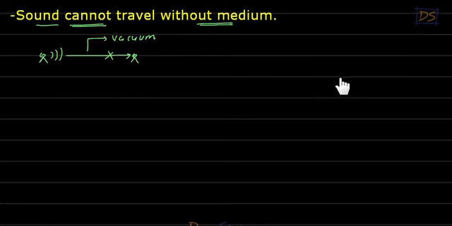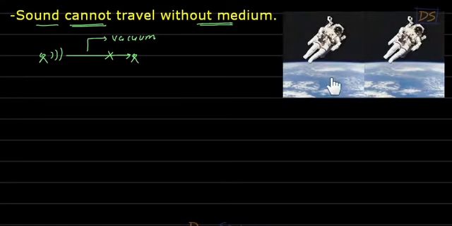Let me give you one more example. Look at this photograph, students. You can see two astronauts in space, right? In space, students, there is no air. I'm sure you must be knowing it, that in space there is vacuum, there is nothing, right? So if one astronaut tries to speak, the sound is not going to travel to the other astronaut because there is no medium there. So in space, it is not possible to talk.